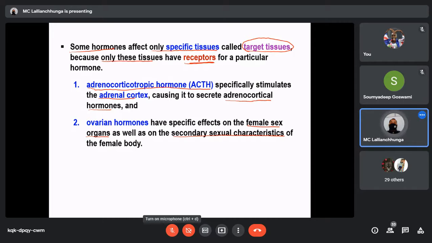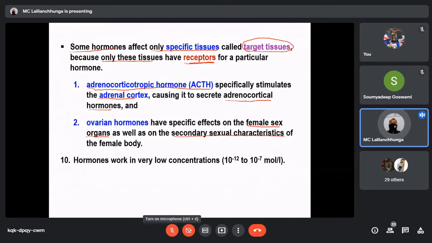All those things are because of the sex hormones. That means they will not have an effect on your muscle, specifically they will have an effect on the reproductive organs.